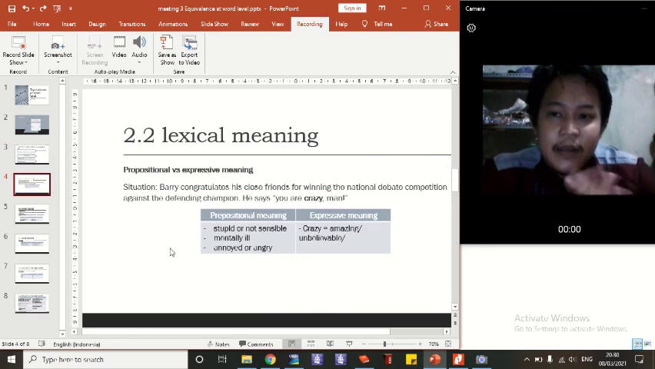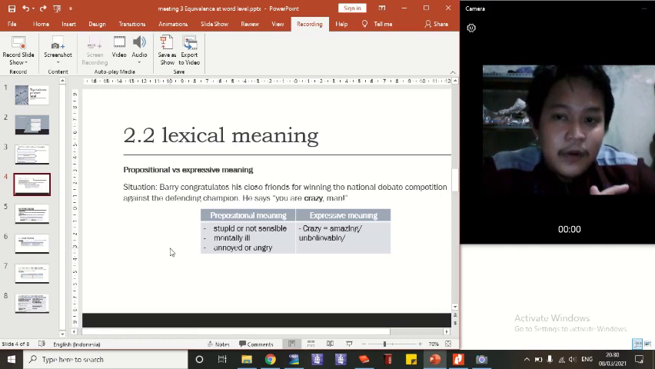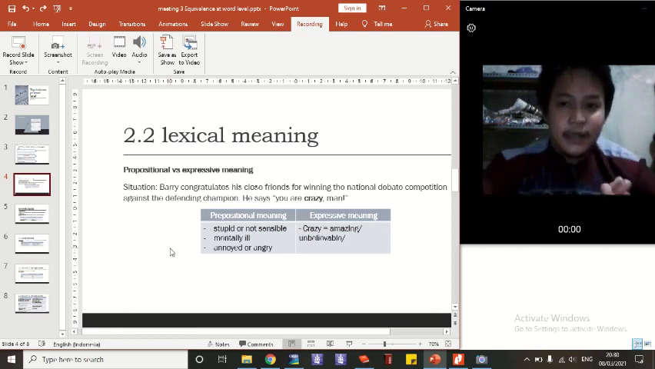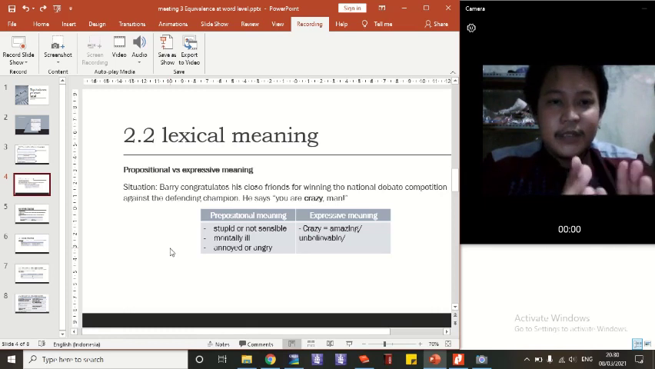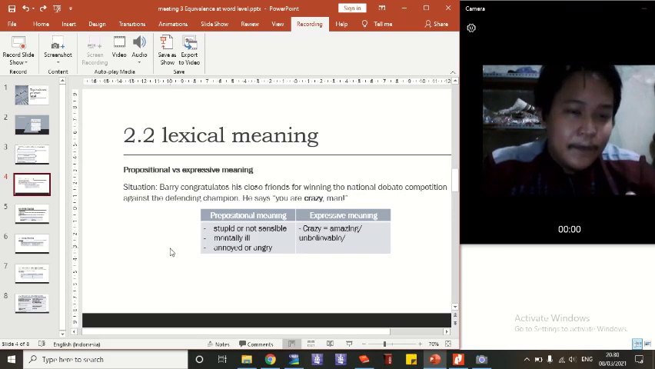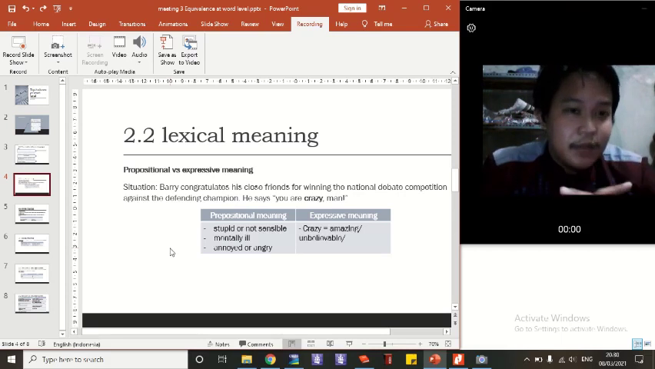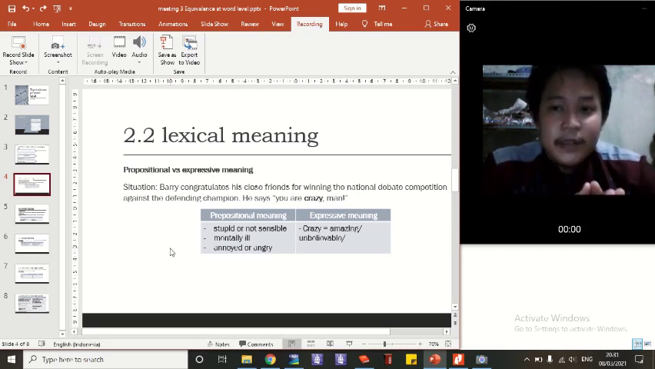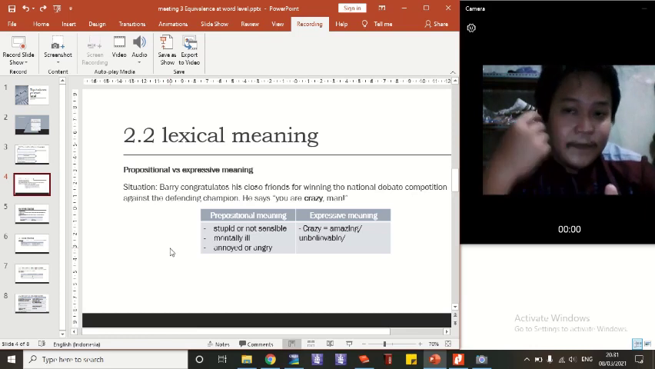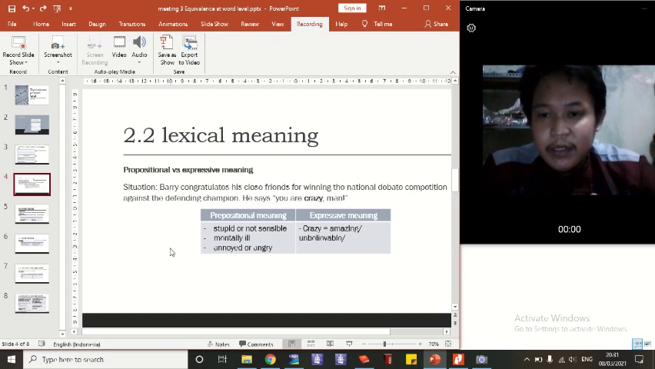Next, lexical meaning. In dealing with equivalence at the word level, you must also deal with lexical meaning. Lexical comes from the word lexis. Lexis is words: any words that exist in a particular language, the official ones, for example the words in a dictionary. That's the official one. So the whole words in a particular language, that's lexis. In lexical meaning, there are two issues: propositional and expressive meaning.